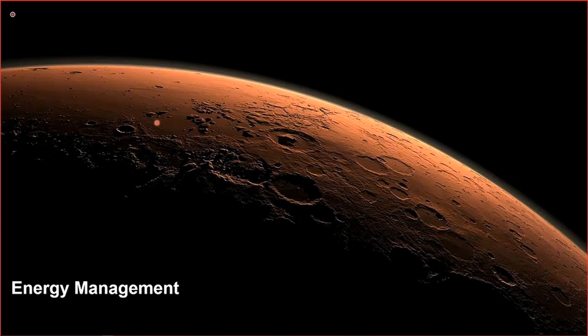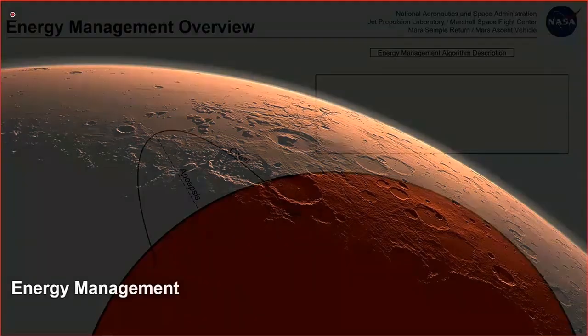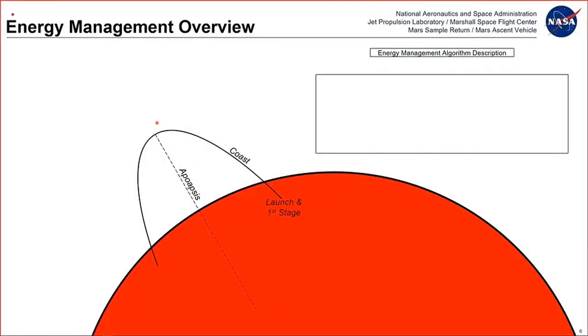Fair warning, lots of math equations coming up in this first part, but we have some visualizations too. All right, so this is an overview of the algorithm itself. This is assuming that we've successfully completed first stage. And if you're interested in the guidance running on first stage, it's a derivation of what I'm about to show. I'd be happy to talk about that a little bit more offline.